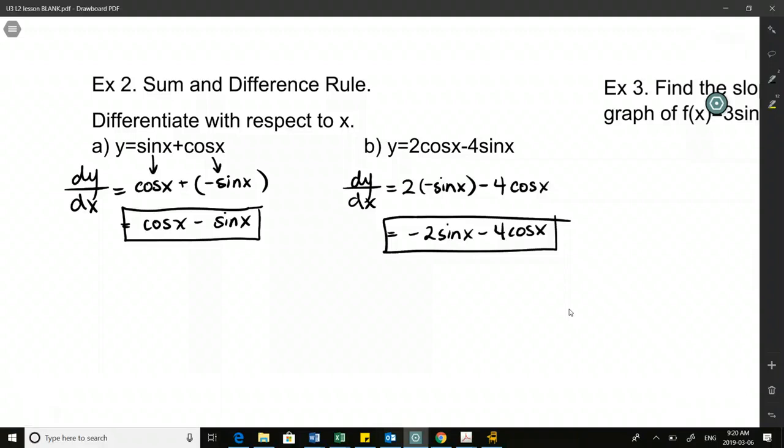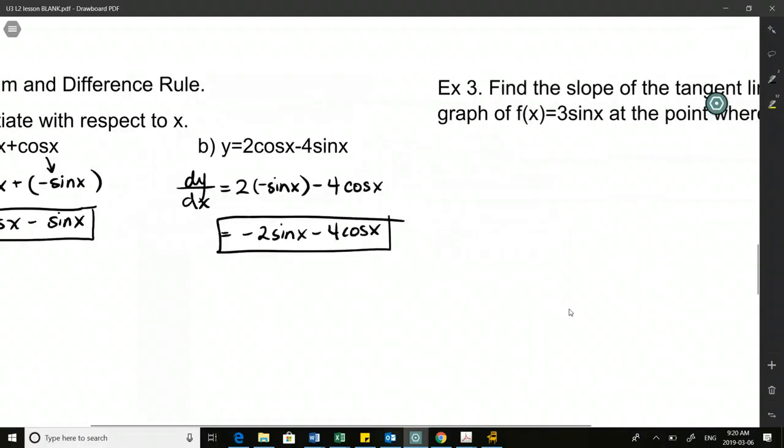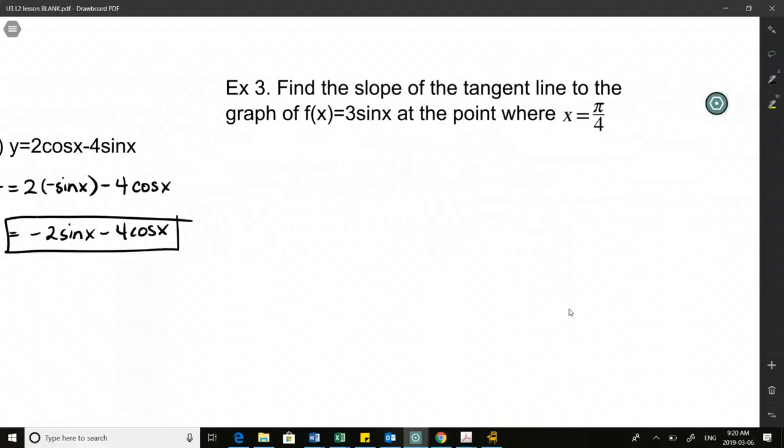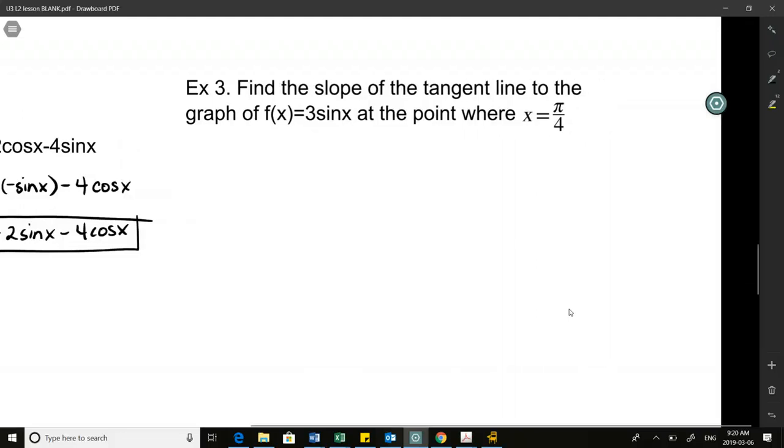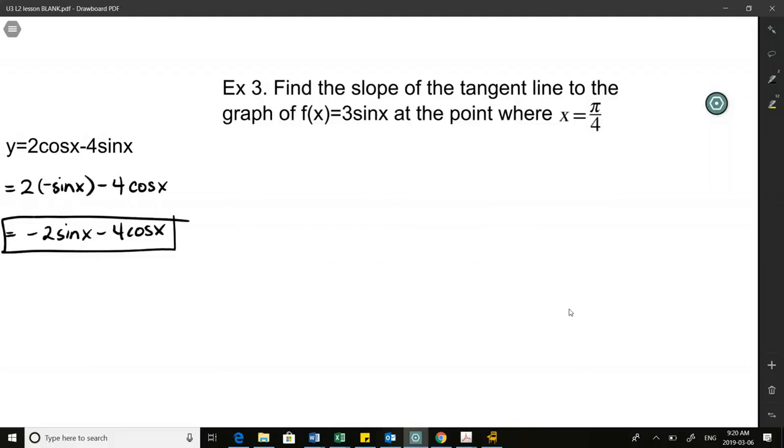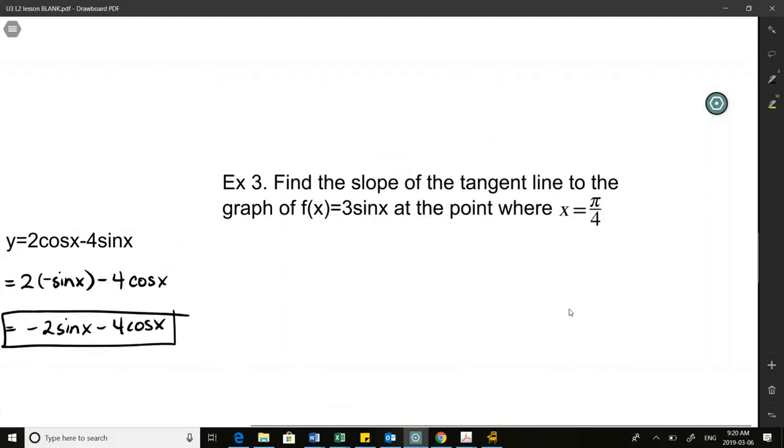Pardon? Oh, okay. Okay. So we're going to use derivatives to find our slope of the tangent where we have a point where x equals pi over 4, which means we need the special triangles. Guys? Anyone? Okay.